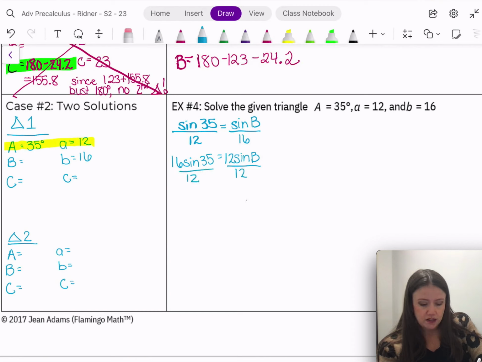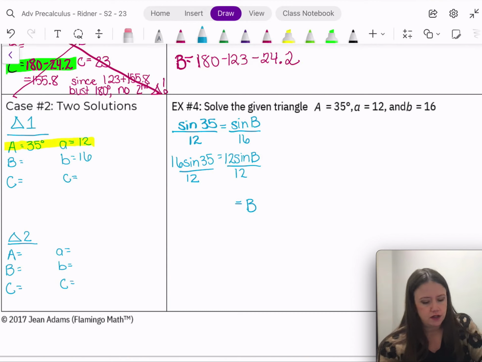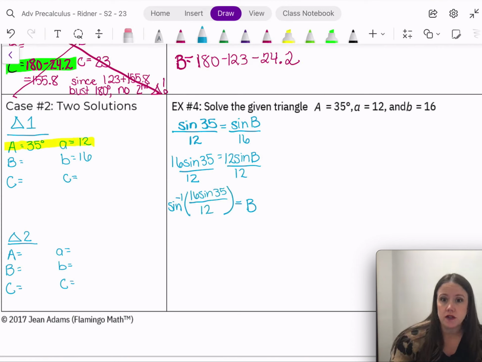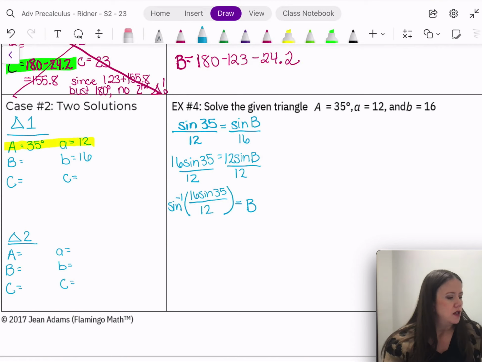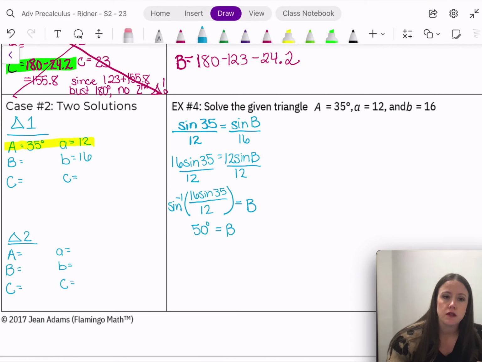And last, if you ever get a decimal when you're typing things in because you thought you were done and you're like, that doesn't seem right, did you do sine inverse? So when you're solving for an angle, you must do sine inverse of that fraction to get the angle. Okay, so that should give you, I'm going to go ahead and round that up to 50 degrees.